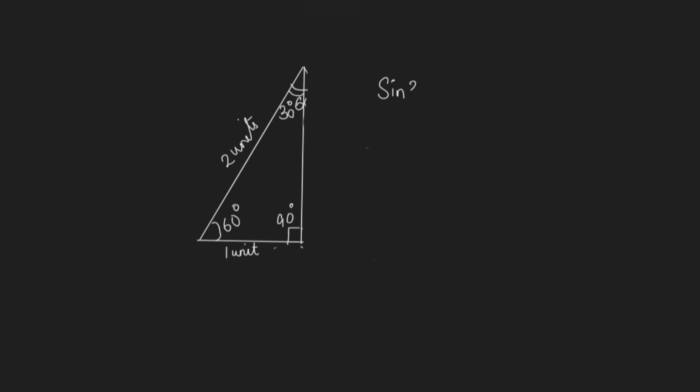Let's start with sine 30 degrees. Now we know it is equal to opposite by hypotenuse, where the opposite side here is 1 over the hypotenuse, which is 2. So the sine 30 is 1/2.